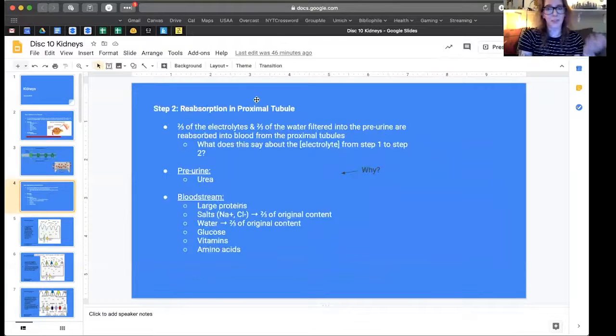Still, we obviously have waste that we want to excrete, so we're not going to pull everything back. Hopefully you can remember that urea is the waste product we want to get rid of. Urea does not do us any good, we don't want to retain it for anything, so we do want it excreted. Everything else we're going to want to pull back into the blood. Now I'm going to go through more of the mechanisms of how that happens.